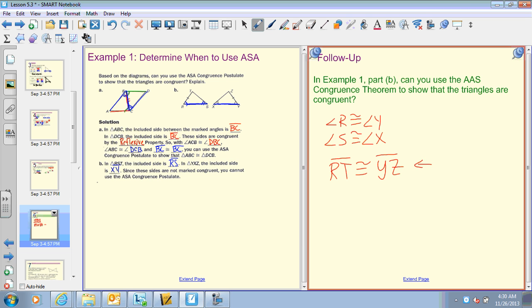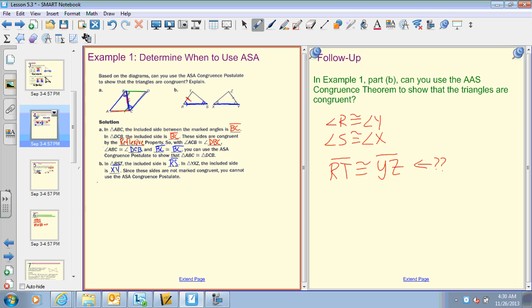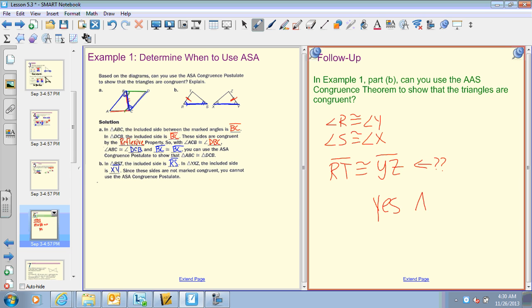So we need this. Do we have this? Let's check and see. Do we have that? If I look, I've got RT congruent to YZ. I do have that. I do have corresponding parts on those sides that are congruent. So I have two angles and a non-included side. So yes, that is what angle angle side would actually look like.